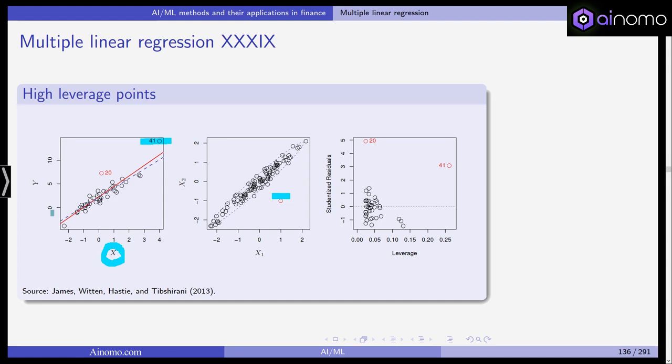So the coefficient estimates are heavily affected by high leverage points, and again one could think about excluding this observation. For this we can also estimate the so-called leverage, and you can see observation 41 has a high leverage in contrast to the outlier observation number 20.